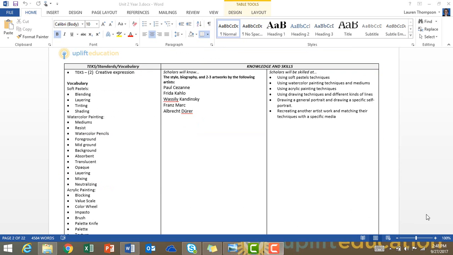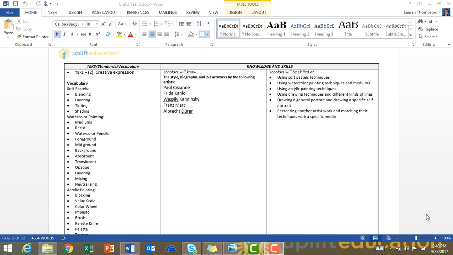When you're doing the knowledge and skills portion, I've seen a lot of variation on what people put in these two boxes. When you're filling out what scholars will know, you want them to be able to share certain information with somebody after they've completed this unit. So I've listed the style, biography, and 1 to 2 works by the following artists for them to know when they're done with this unit.